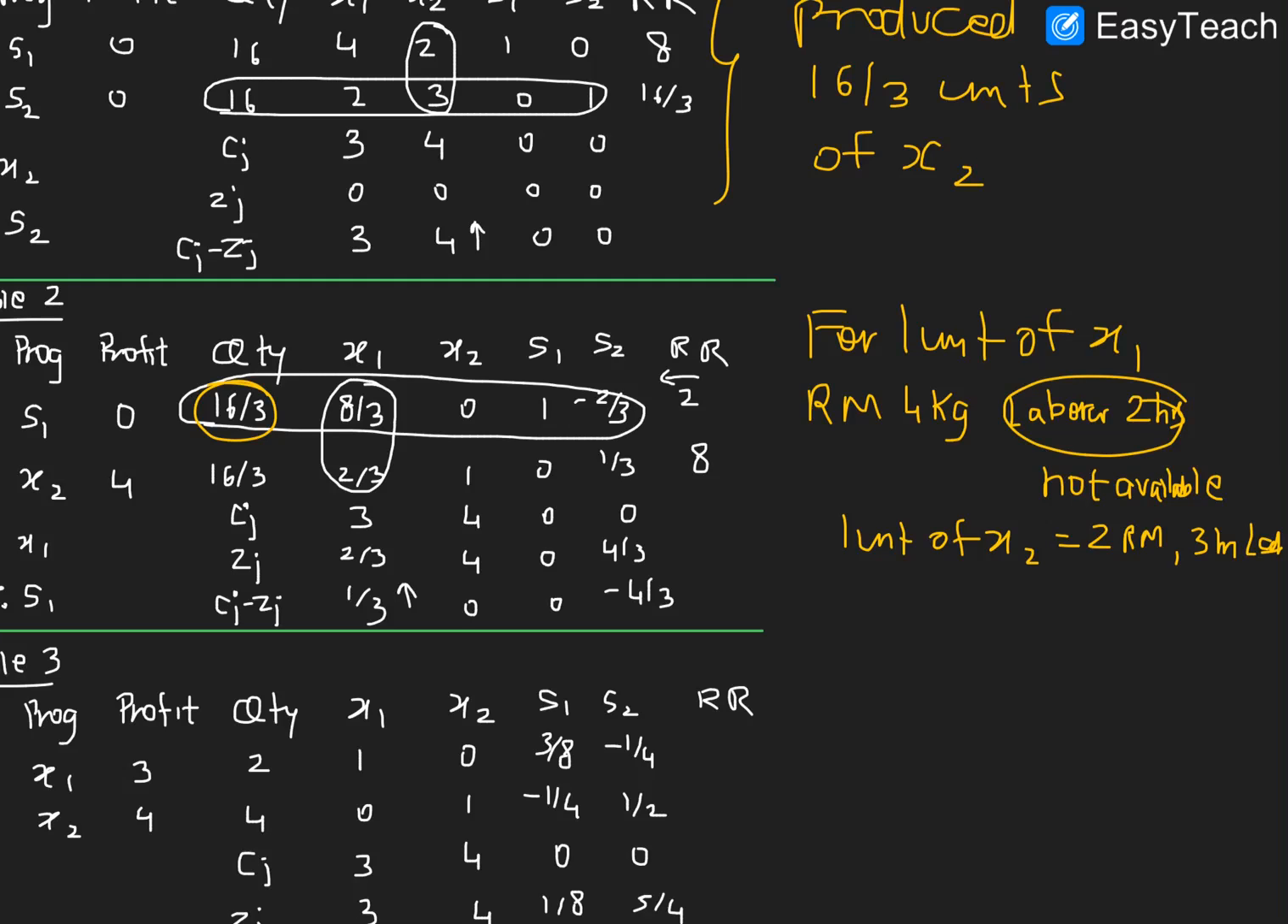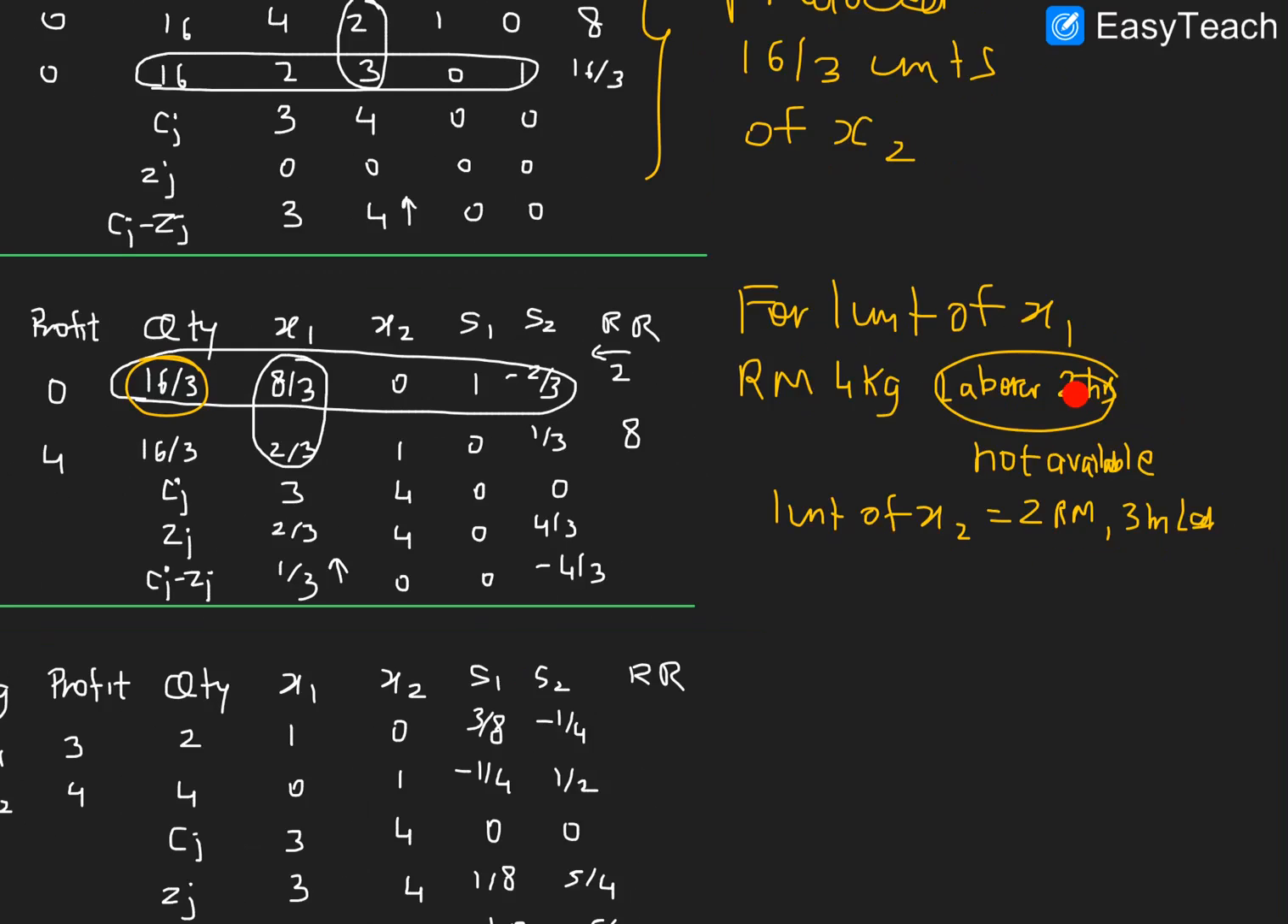So now I definitely don't want to release 3 hours of labor. What I want is only 2 hours of labor. So if I say 1 unit of x2 is equal to 3 hours of labor, but what we need is just 2 hours, then for getting 2 hours of labor, how many units of x2 should I sacrifice, or should I produce less?